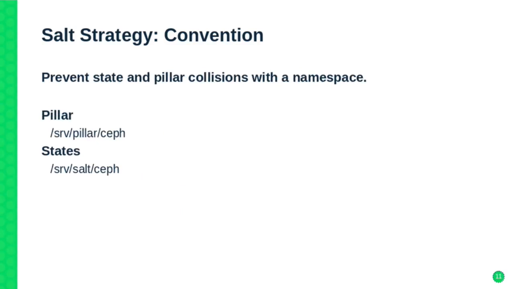One other comment to make is if you're familiar with Salt, you know that by default it puts its configuration data in /srv/pillar, and it puts its state files in /srv/salt. So to help with keeping that, since you might be using Salt for other purposes, we put all of our files in subdirectories of both of those. So /srv/pillar/ceph, or /srv/salt/ceph.